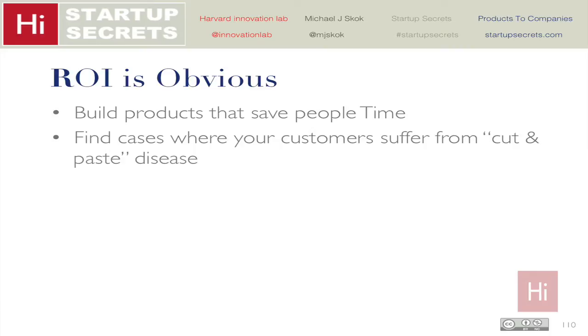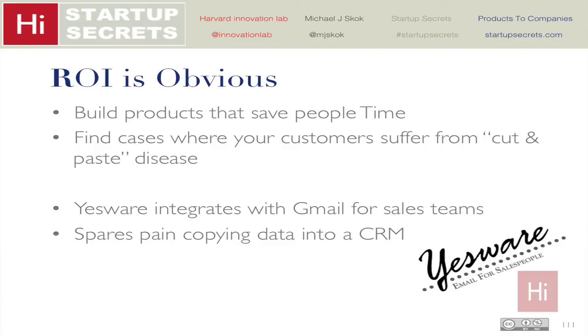Yesware is a Boston area company that says, hey, let's actually put the CRM into your email system to help you with that. And Streak is another one. And there are oodles of these. And again, Salesforce is trying to do the same thing. Salespeople are a great example of this, but it happens all over.